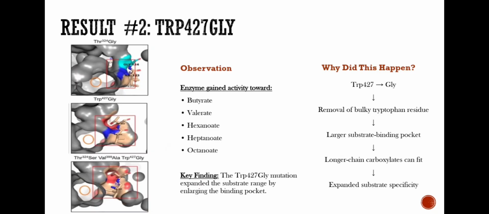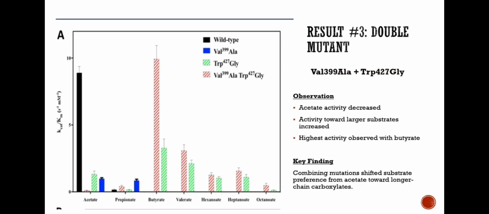So in this slide, we can see that the TRP427GLY mutation produced one of the most important findings. Replacing the large tryptophan residue with the much smaller glycine expanded the binding pocket. As a result, the enzyme gained activity toward larger chain substrates, including butyrate, valerate, hexanoate, heptanoate, and octanoate. This demonstrated that binding pocket size plays a major role in substrate specificity.